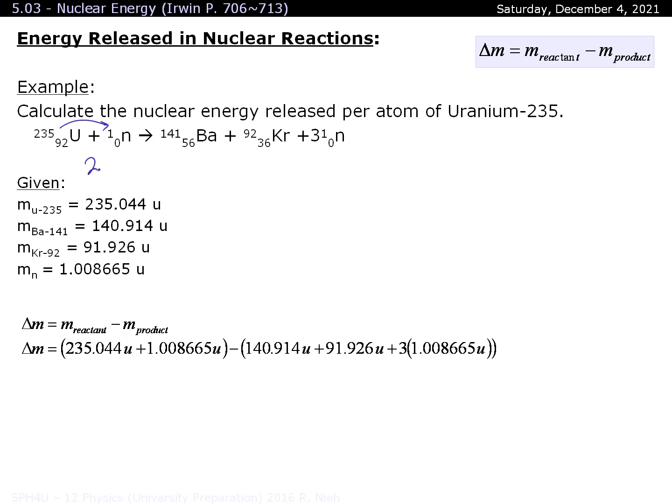235 plus 1 will give you 236, and 141 plus 92 plus 3 times 1 will also get you 236. So if you round to the nearest whole, well, then you're not going to get any sort of mass defect. So please carry as many significant figures as possible, or decimal places in this case. Also, another common mistake is that students forget to multiply the neutrons by the quantity that are emitted after the chain reaction.